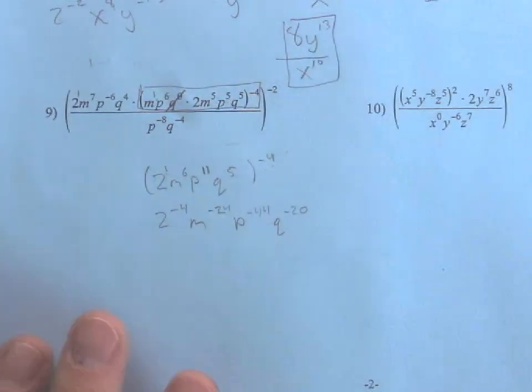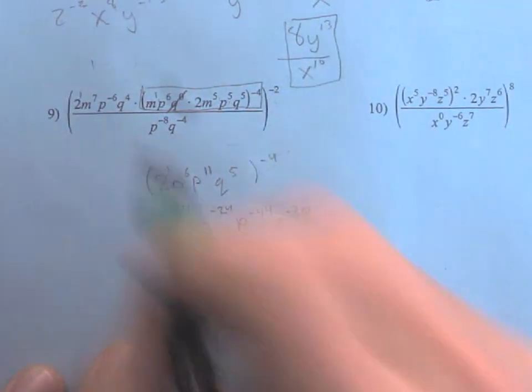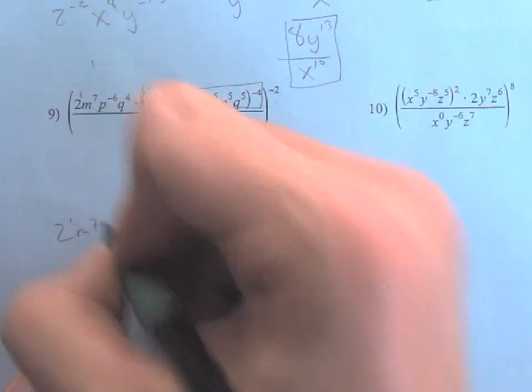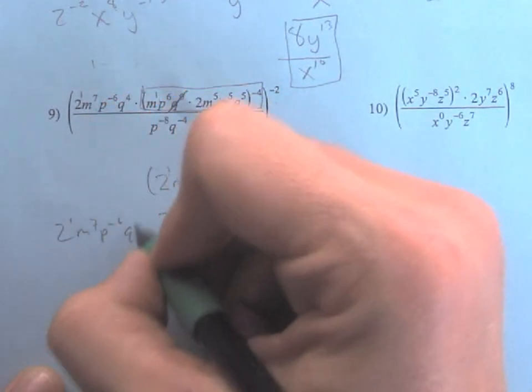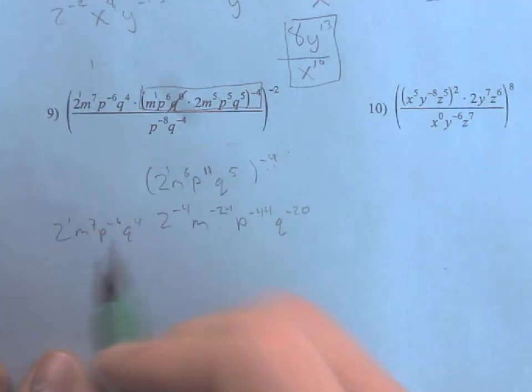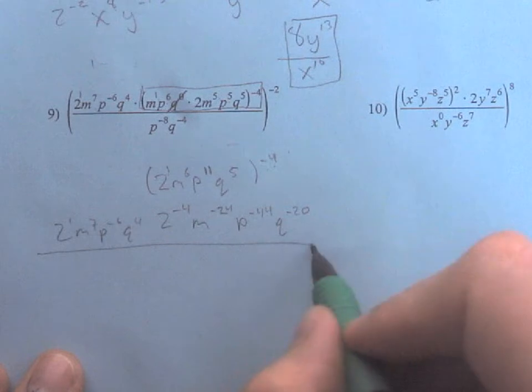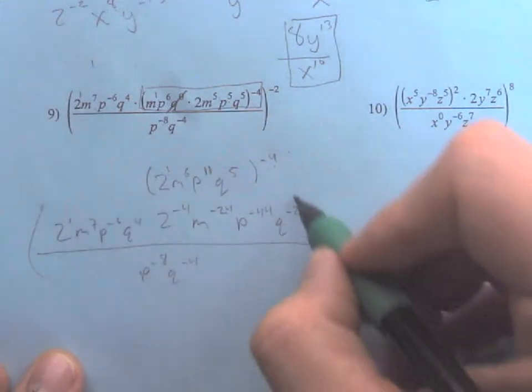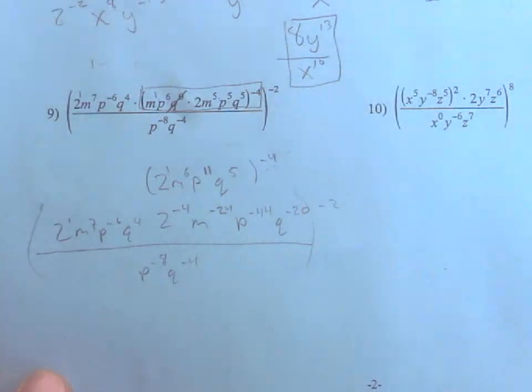Okay, let's go in and add the rest of the stuff now. In front of that, we should have a 2 to the 1, m to the 7th, p to the negative 6, q to the 4. And we could write the bottom as well: p to the negative 8, q to the negative 4, all to the negative 2 power.